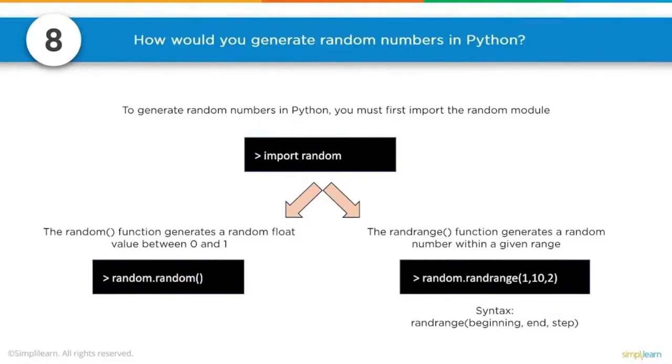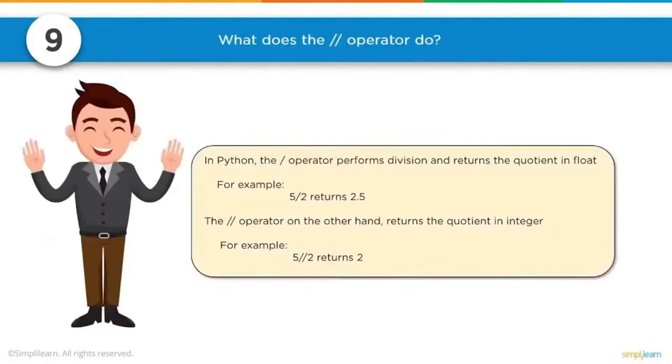Number 9. What does the double forward slash operator do? In Python, the forward slash operator performs division and returns the quotient in float. For example, 5 / 2 returns 2.5. The double forward slash operator, on the other hand, returns the quotient in integer. For example, 5 // 2 returns 2. 5 divided by 2 and you drop the 0.5.